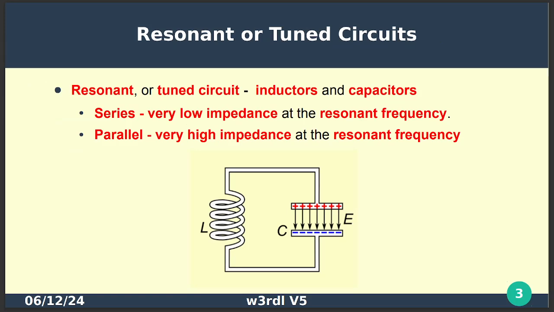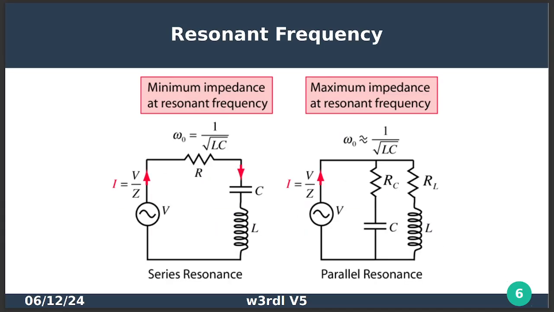Series. So you see in the first one there, you have a series circuit. There are no other places for current to go, so it's going to have a minimum impedance at the resonant frequency. This is going to be as low as you can get it. Only the circuit's normal DC resistance will be there. Maximum impedance at resonant frequency on the one on the right, because you have parallel paths there for current to flow.